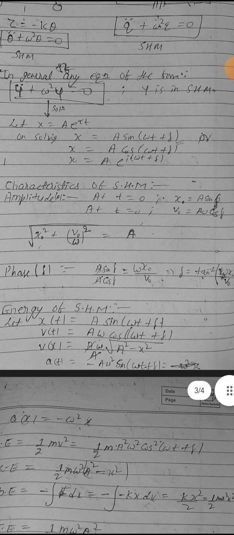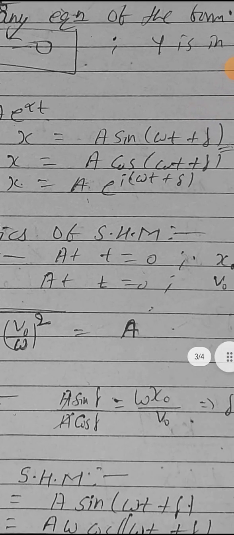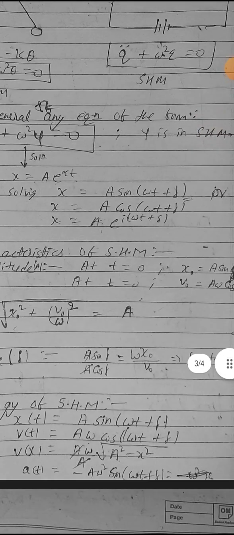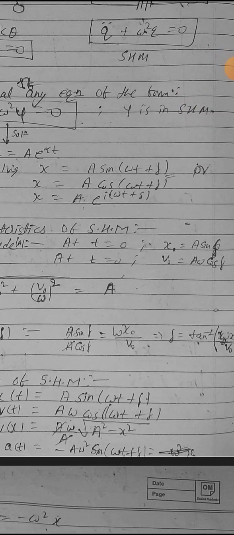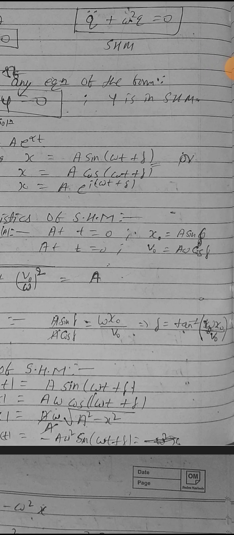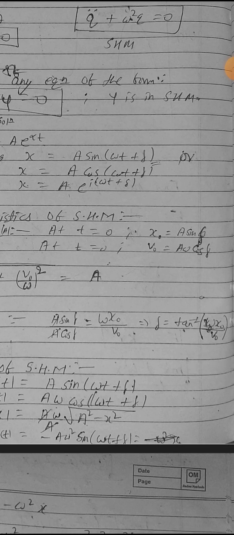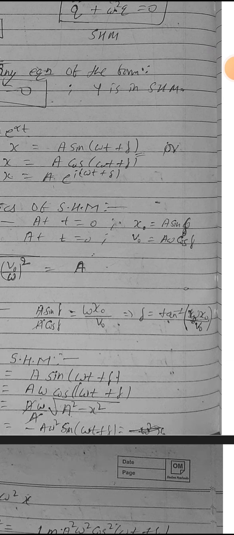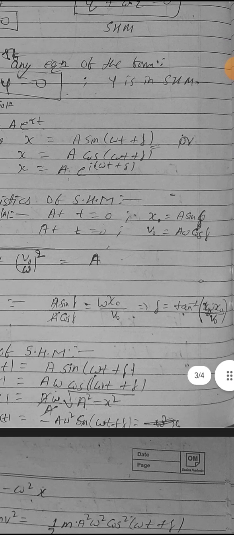Now let's see its numerical form. The equation which we have obtained is x equal to A sine of omega t plus delta. If in this equation we put t equal to 0, that is, the position of the body is x equal to x naught at t equal to 0, then on solving we get x naught equal to A sine delta. Similarly, at t equal to 0, if v equal to v naught, then on solving we get v naught equal to A omega cos delta.